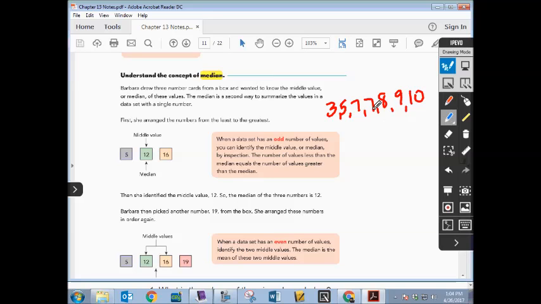Remember the middle number. We cross off the smallest, the biggest, the smallest, the biggest, the smallest, the biggest, and bam, we have one in the middle. We have 3 cross-offs over here and 3 over here. So that is our median. That is the true middle number.